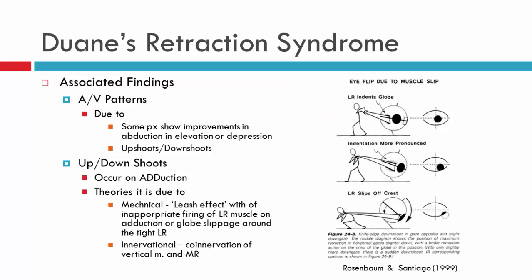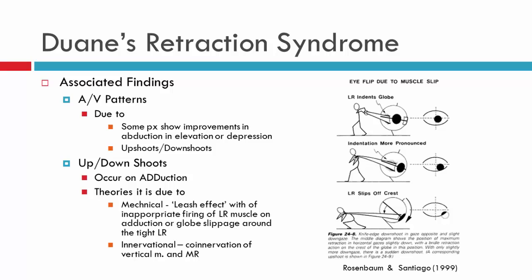Here we have a schematic diagram depicting globe slippage around the lateral rectus. So what we have is the globe, we've got the lateral rectus here and the medial rectus here, and the eye trying to move into adduction. In this instance, it's depicting a downshoot, but what's happening is that as the patient moves into adduction, eventually we have this downshoot as the lateral rectus slips off the globe or the crest. This can similarly occur for an upshoot.